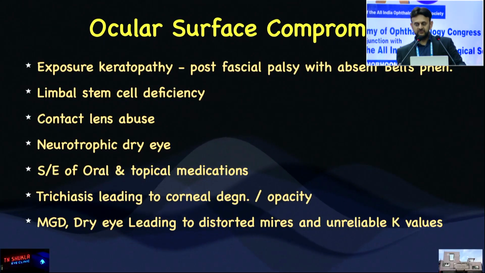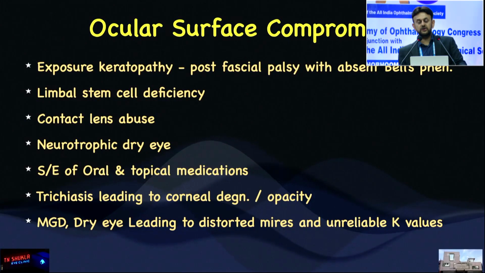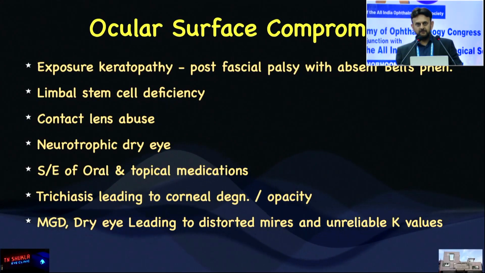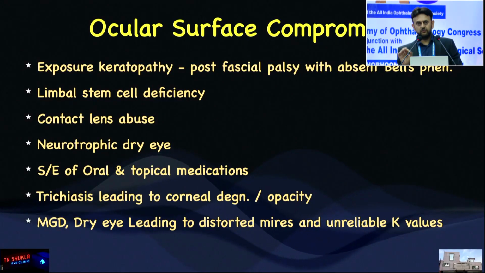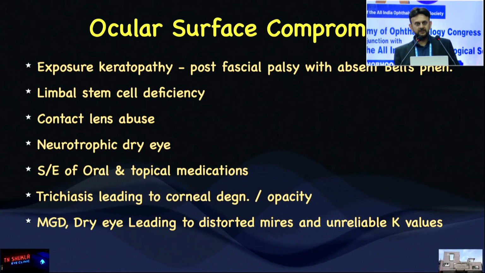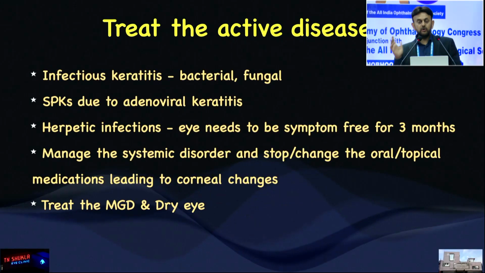Now, these are things which have to be really kept in mind whenever you are talking to any patient, because of the list which I have mentioned, more than 60 to 70% are going to fall in that. The cornea is the next thing which has to be taken into account. So what do we do?